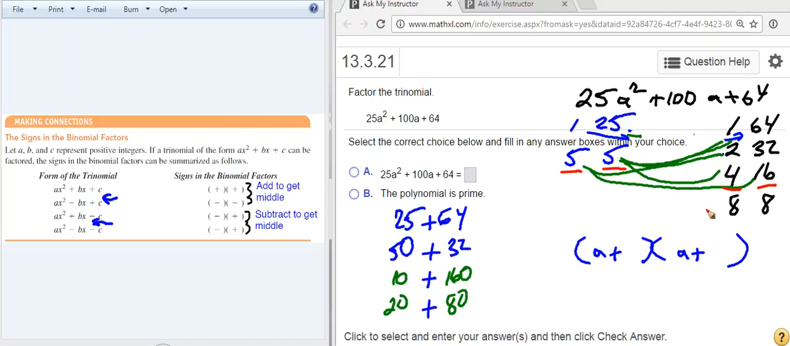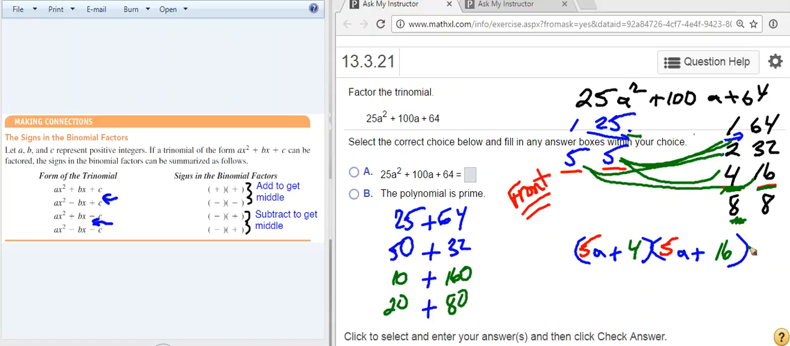And it's just a matter of where we put it in the two binomials here. We know that this column is going to be the values in the front of each parenthesis. So I'm going to have a 5 and a 5. I know that this second column is going to be the values in back. I'm going to have a 4 and a 16.